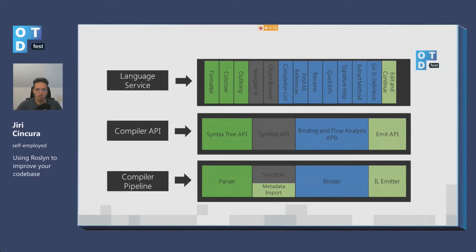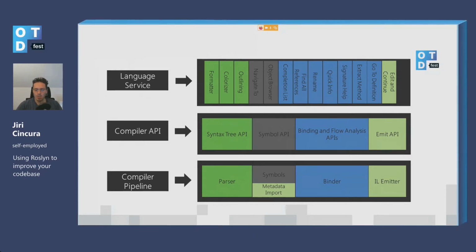So here is the picture of different layers of the compiler, and you can actually use all of these layers, because Roslyn is not a black box compiler like the previous one, but we can call it a white box compiler, which means it's open on all different levels. On the bottom part is the compiler pipeline. The compiler pipeline is basically the minimum that the compiler needs to support.